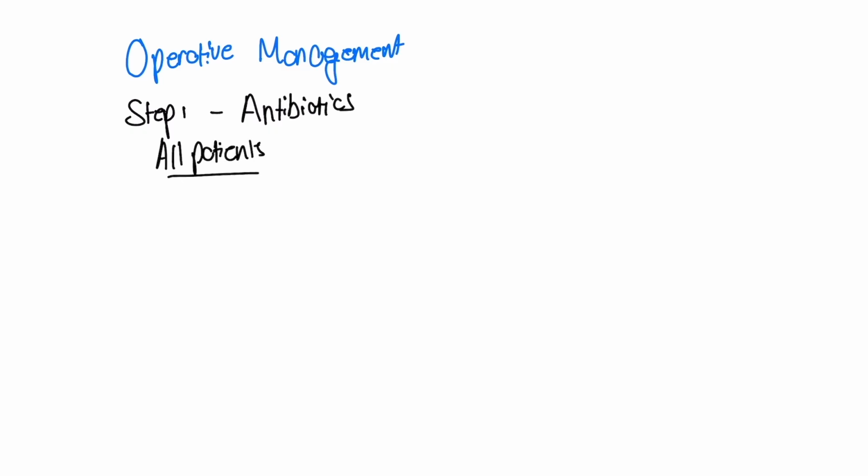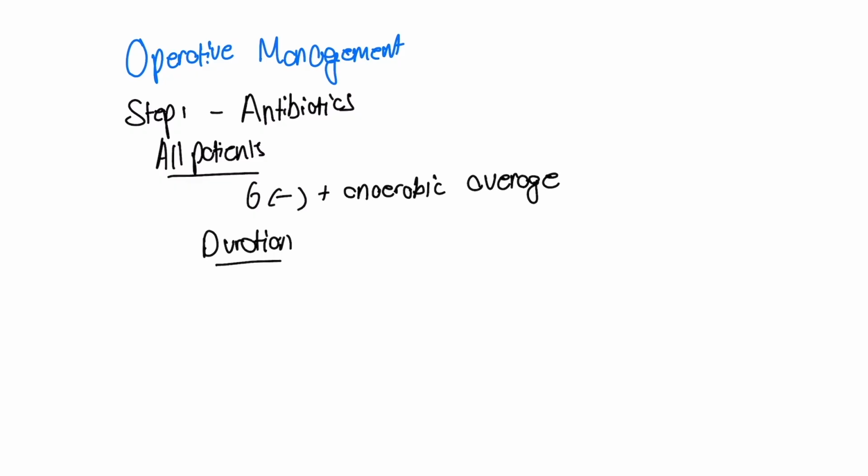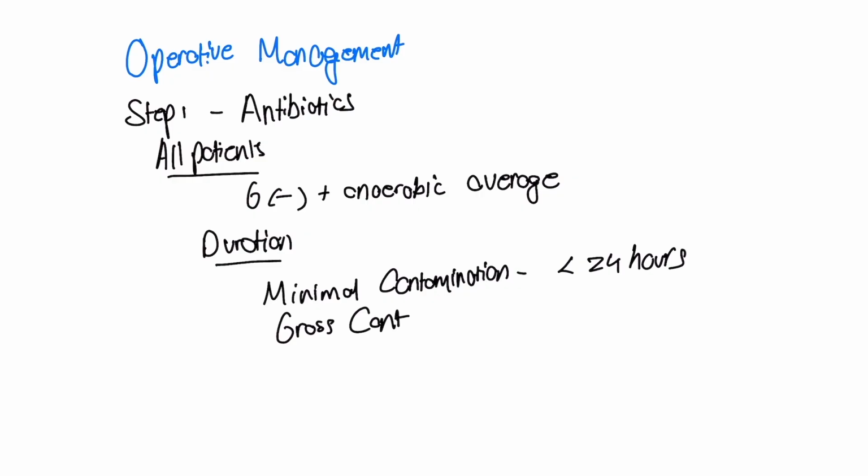So now the important section: operative management. What do you actually do? First things first, you need to give the patient antibiotics. All patients need gram-negative and anaerobic coverage. Duration is typically less than 24 hours if the case is minimal contamination. If there's gross contamination, then do 4 days as per the STOP-IT trial. According to that trial, longer antibiotics do not improve outcomes for your patient, so you don't need more than that.